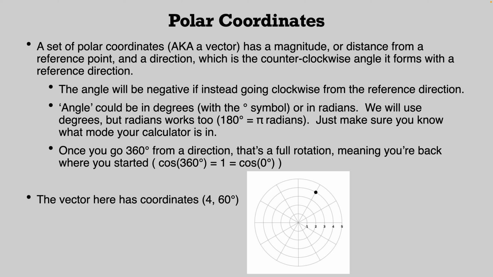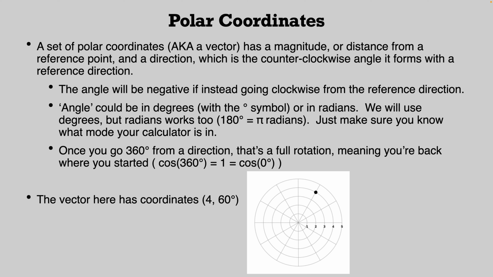And another important note is that once you go 360 degrees from a direction, that's a full rotation, which means you're just right back to where you started. And that's just basics of circles. But the point of that is if you have an angle bigger than 360 degrees, you don't have to plug in that number. If you know what value it's equal to on the less than 360, you can just plug that in instead.